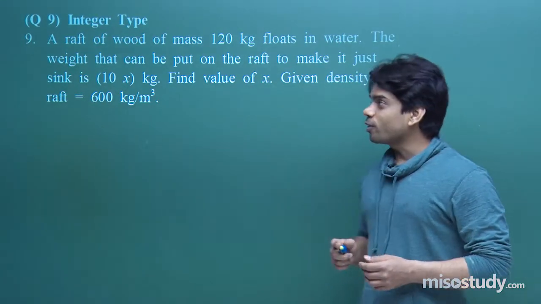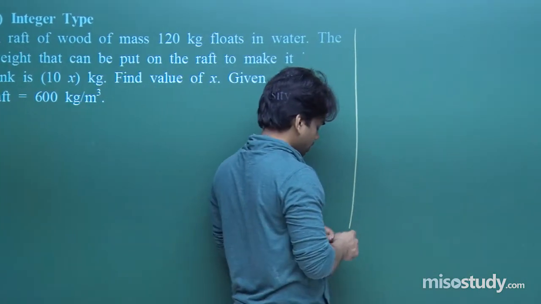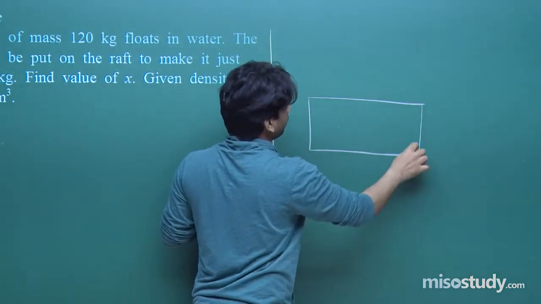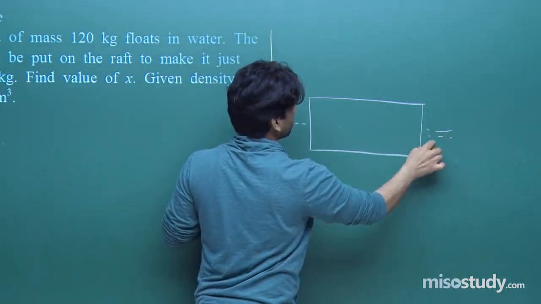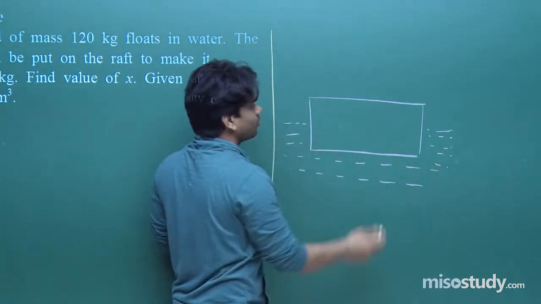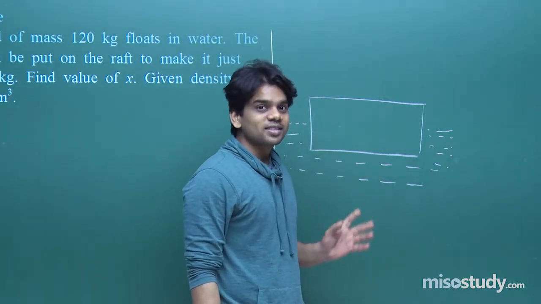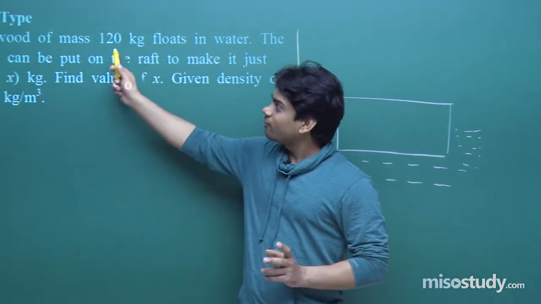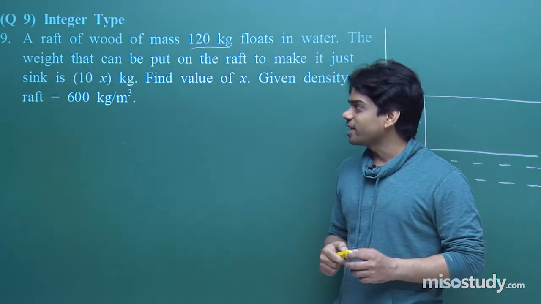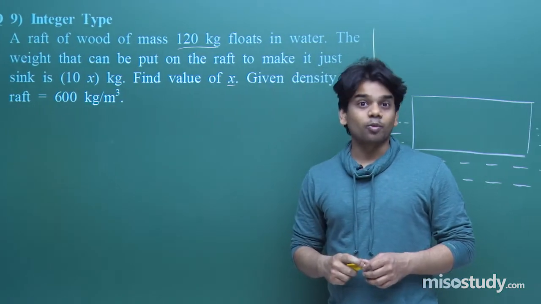As per the given statement of the question, we have a raft of wood which can float in water. So let me say that this is a raft. It's floating in water. This is water, and this is the raft that's floating. Now it says what weight you should keep so that it completely sinks. A raft of wood of mass 120 kg floats in water. The weight that can be put on the raft to make it sink is 10x kg. Find the value of x, given density of raft is 600 kg per cubic meter.